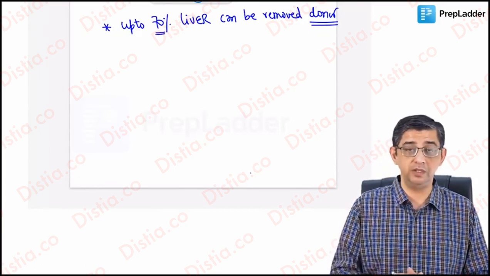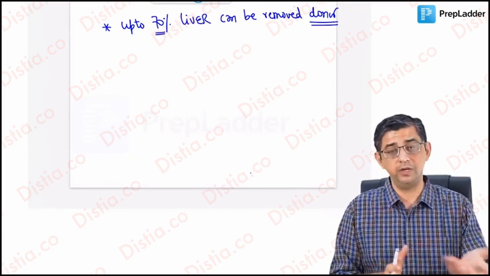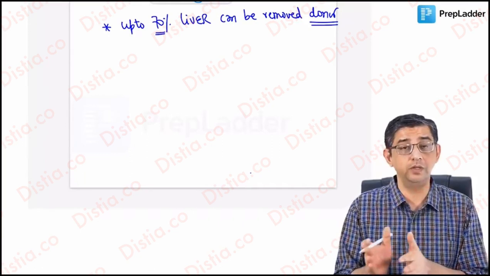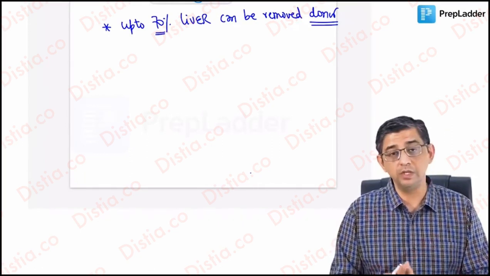For example, a father is donating liver to his two children. Those children had liver damage due to whatever reason, and now he's donating liver. So yes, we can donate a part of the liver to his child or children, and the children will be fine and the father will also be fine.